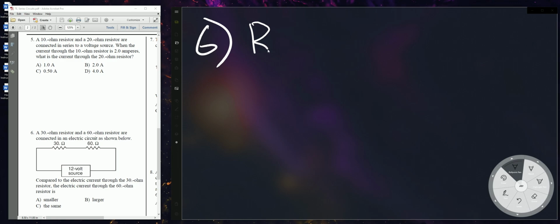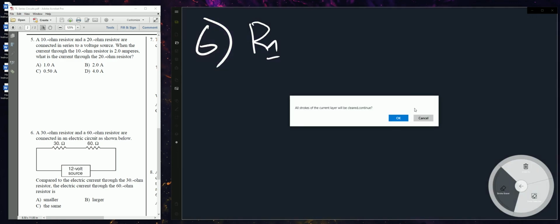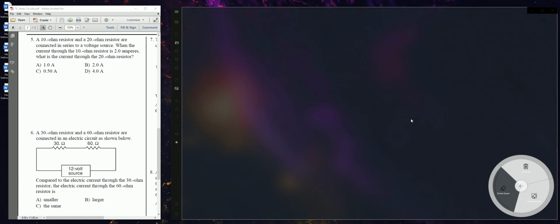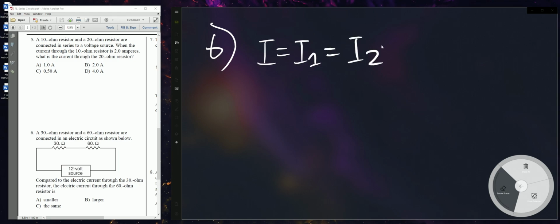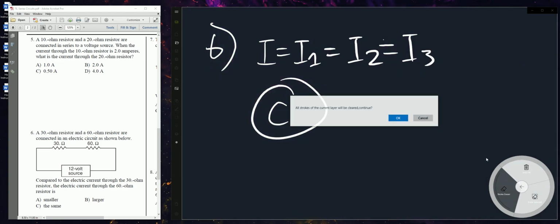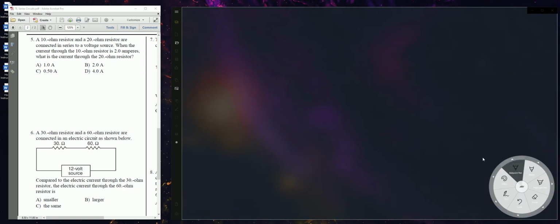A 30 ohm resistor. This is a conceptual question. It's asking you, in this series circuit, compared to the electric current running through a 30 ohm resistor, the electric current running through a 60 ohm resistor is what? Well, we talked about this in the last two questions. The current running through each resistor is exactly the same. Alright, let's do 7.